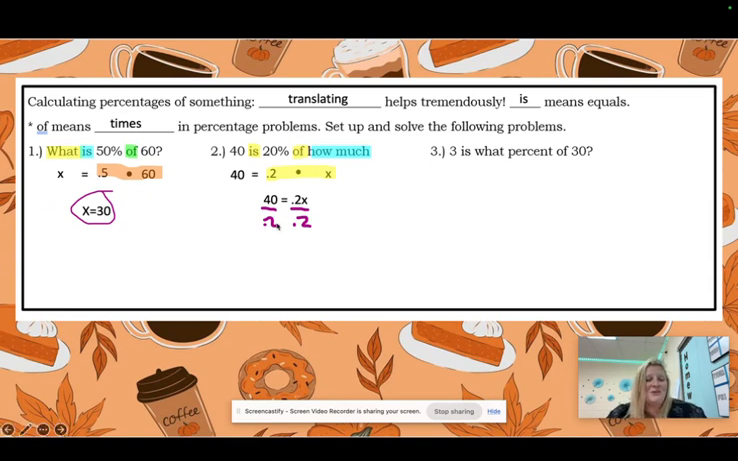Now, one thing that's interesting is a lot of kids anticipate that they're going to get 20 as an answer. Well, that would be if you did 40 divided by 2, but 0.2 and 2 are very different numbers. So a little rule of thumb is when you are dividing by a decimal that is less than 1, you're actually going to get a bigger outcome. So the actual answer to this problem is 200.